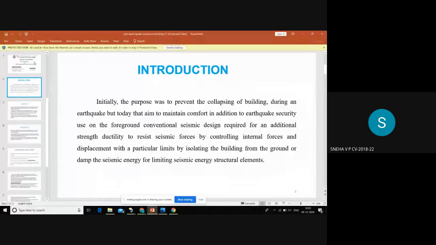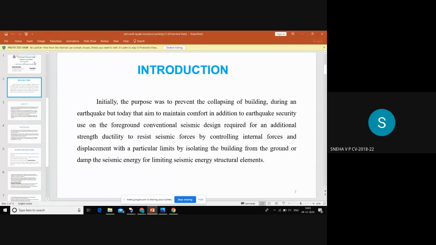Here we can see the introduction to our project. Initially, the purpose was to prevent the collapsing of buildings during an earthquake. But today, the aim is to maintain comfort in addition to earthquake security. Conventional seismic design requires additional strength and ductility to resist seismic forces by controlling internal forces and displacement within particular limits, by isolating the building from the ground or damping the seismic energy by limiting it in structural elements.